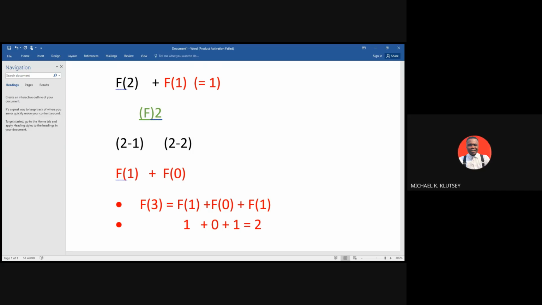And then the second one is Fibonacci 0. And then the third is Fibonacci 1 again. He could have also written it as Fibonacci 1 plus Fibonacci 1 plus Fibonacci 0. But it's addition, so it doesn't matter.